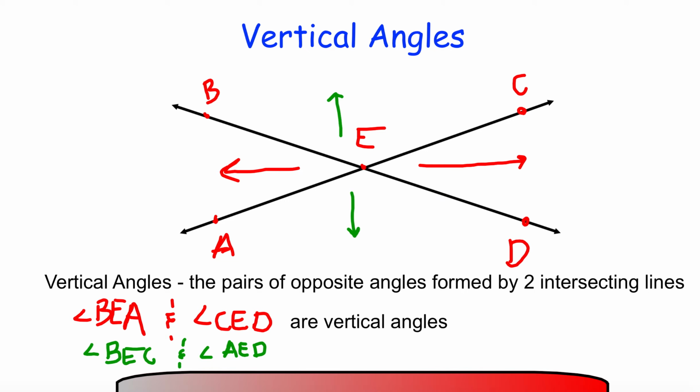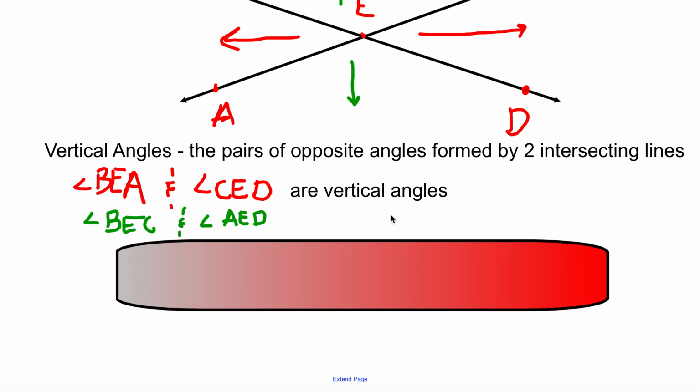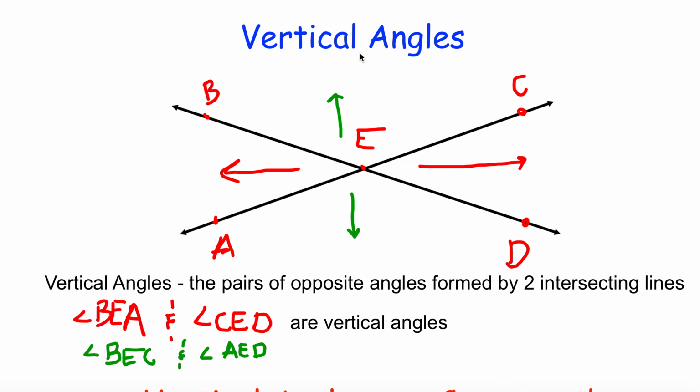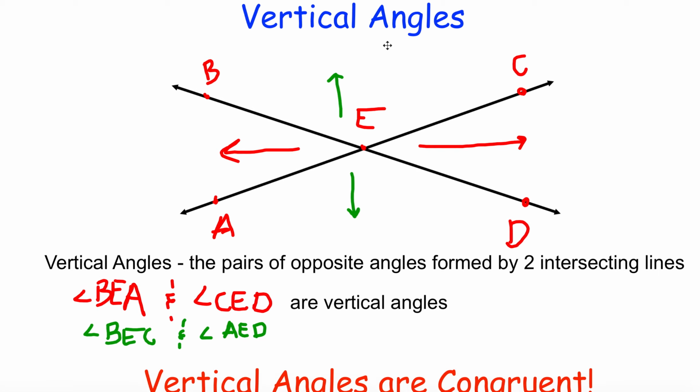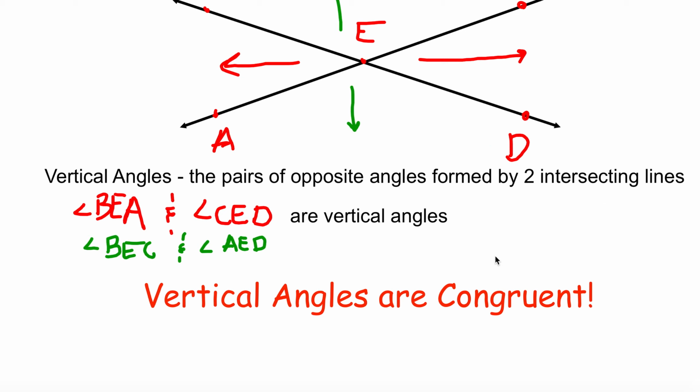Okay, and then there's one important rule that you need to know about vertical angles, and this is the most important thing about vertical angles. In fact, it is one of the most important theorems. If you look at your theorem sheet, this will be one of the first theorems on that theorem sheet, and that's this: vertical angles are congruent. So why do vertical angles matter? Why is it something that we even need to label? Because we know that because angle BEA and angle CED are vertical angles, that means that they are congruent.